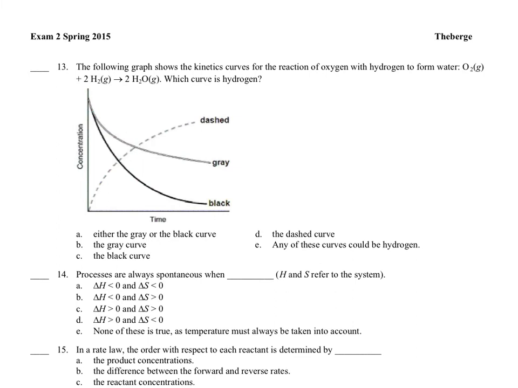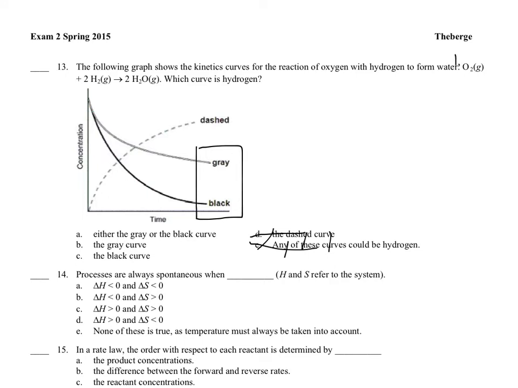Moving on to page 3, we're at number 13, which is also number 15 in the other version. The following graph shows the kinetics curve for the reaction of oxygen with hydrogen to form water. Which curve is hydrogen? In this reaction, hydrogen is a reactant. That means it's going down. And so we have two choices there. It can't be the dashed curve, and it can't be any of those. Neither of those works. So it can be either one for A, just the gray one or just the black one.